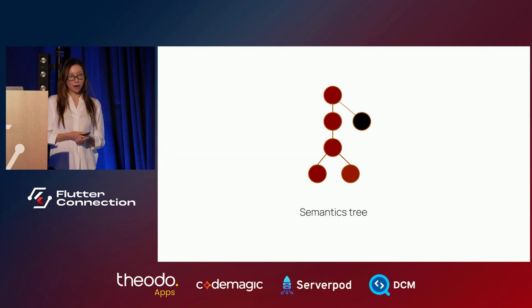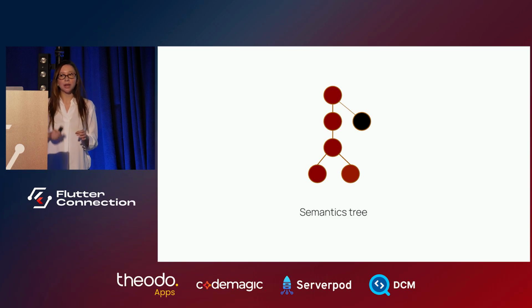So I told you about the semantics owner being like a manager. Basically, it's constantly asking what changed, what can I update? And it doesn't rebuild the tree for each frame. It just patches the parts that have changed and sends the updates.